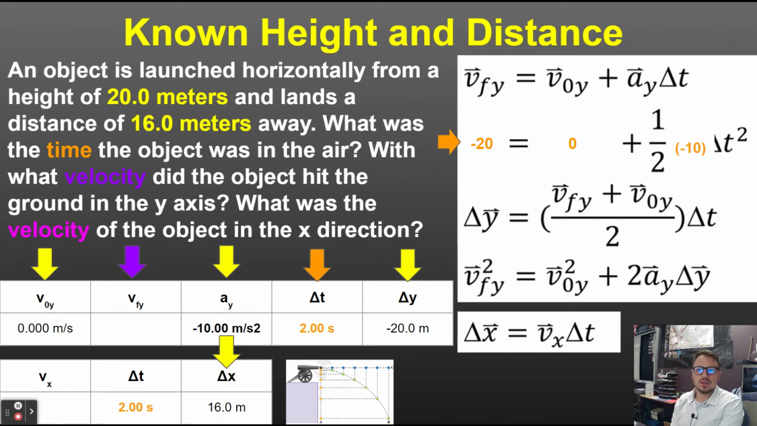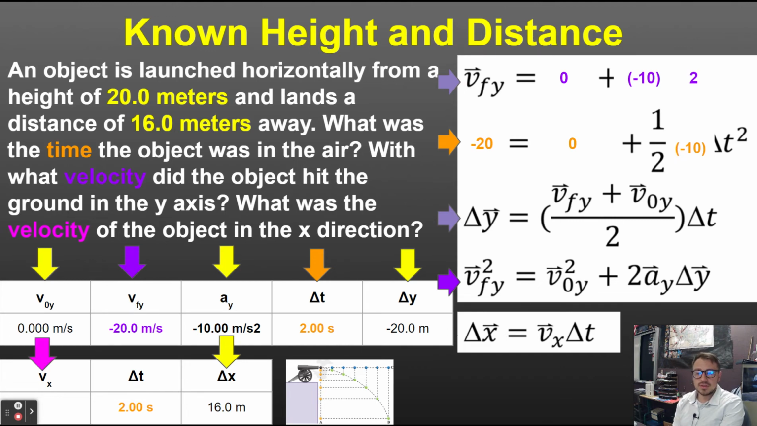Well, now I can solve for the final velocity again, right? So all 3 of those will work. I should use the bottom one. I use the top one because I'm confident in my answer, and I can solve for the final velocity in the y direction.